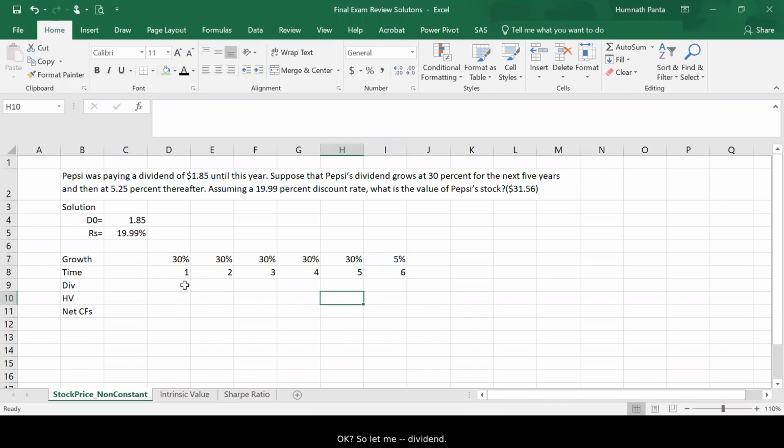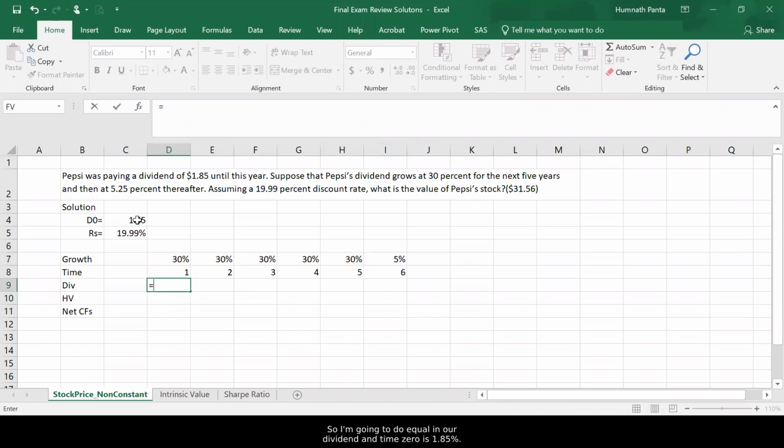Okay, so let me do the dividend. So I'm going to do equal, and our dividend in time 0 is 1.85. So I multiply that amount by 1 plus the growth rate, which is 30%, and I'm going to press enter. But what I'm going to do here is I'm going to drag the formula, so I don't want this number to be changing. In this first case, I'm calculating dividend, and then I'm going to go to the second one. So you see it's changing. So what I'm going to do here is use the calculated dividend here.